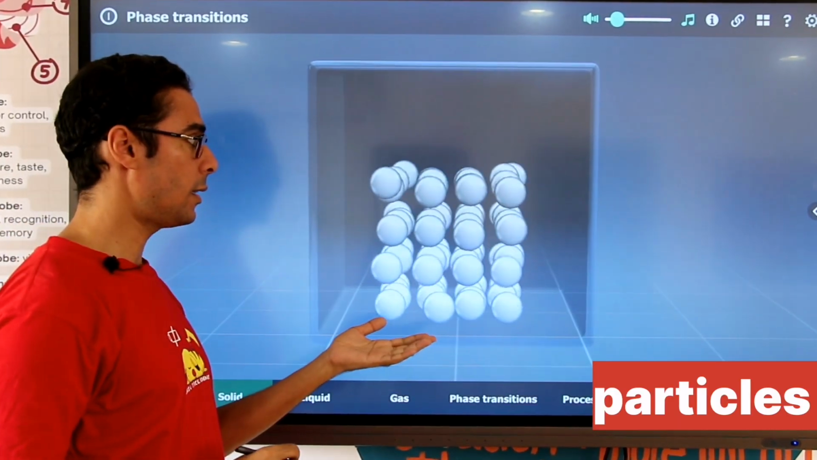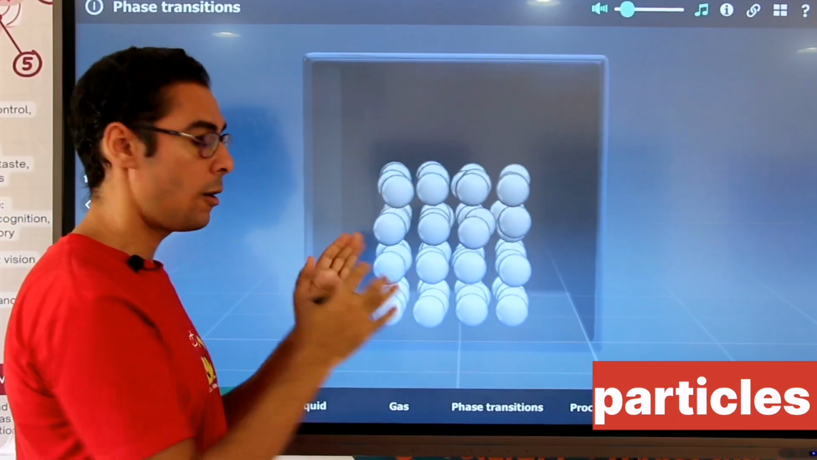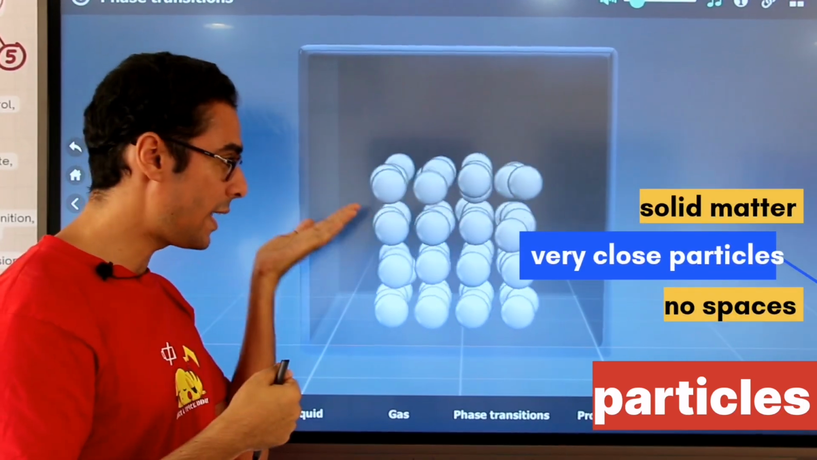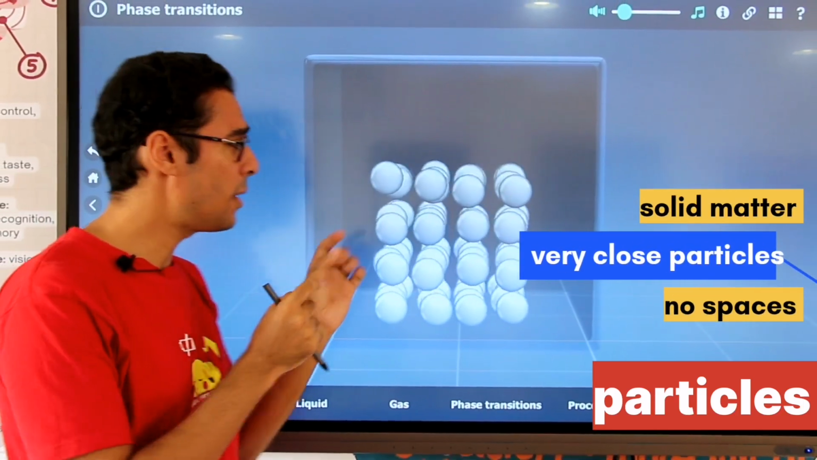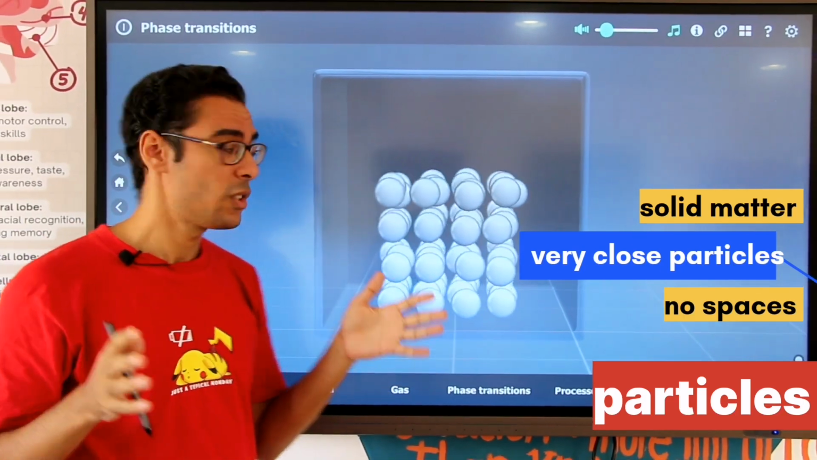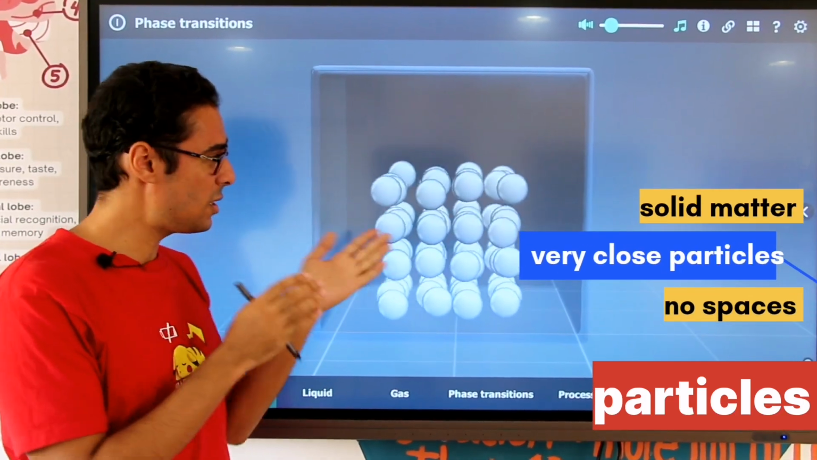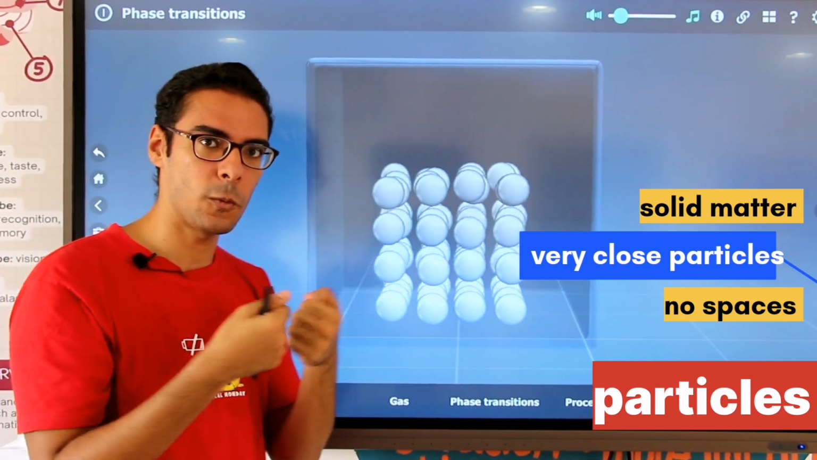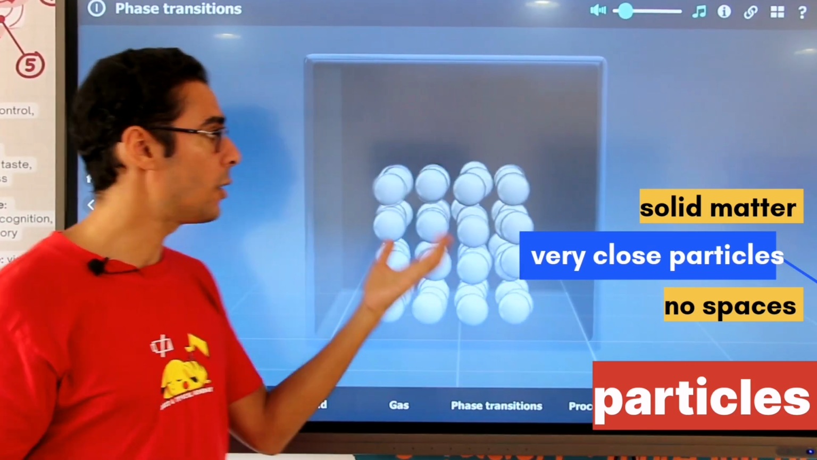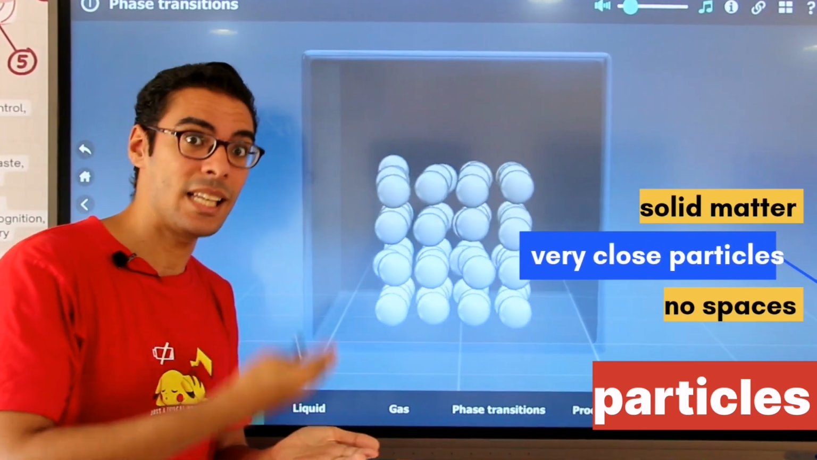In the solid state, we can see the particles are very close to each other, exactly what you see here. The particles are moving, but they cannot move freely. They move, but because they are very close to each other, there are almost no spaces between them to move freely. So that's what makes the solid stay solid.